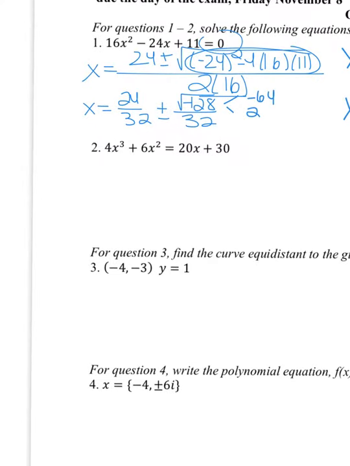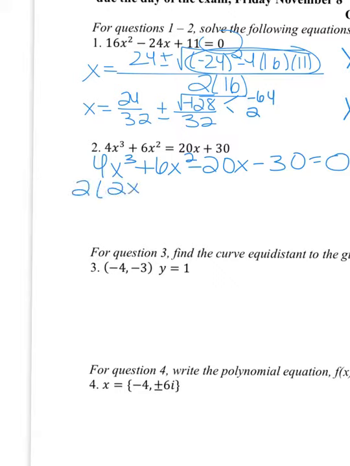For number 2, I cannot do completing the square or the quadratic formula because this is not a quadratic. This is x to the third. The only way that I know how to solve this is by factoring it. So to start, I'm going to bring everything to one side. So 4x to the third plus 6x squared, I'm going to subtract the 20x and subtract the 30 equals 0. If I wanted to, I could take out a 2 actually. If I take out a 2, this is 2x to the third plus 3x squared minus 10x minus 15.